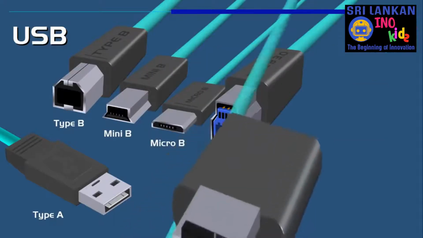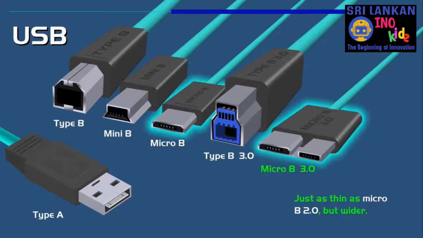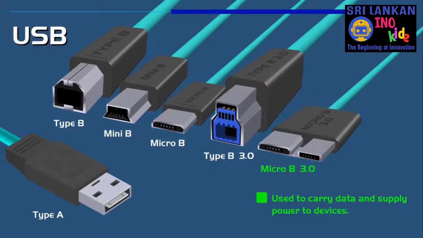Also the USB 3.0 Micro B. This connector is just as thin as the 2.0 version, but it's wider. It's basically a USB 2.0 Micro B connector, but with 5 additional pins that are stacked on the side of the connector, which doubles the width of a 2.0 Micro B. This connector is used to carry data and supply power to devices, such as modern external hard drives.